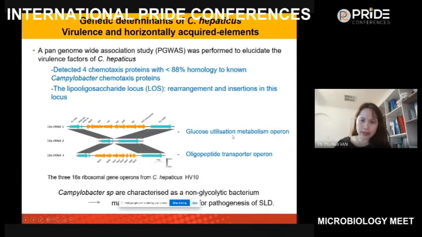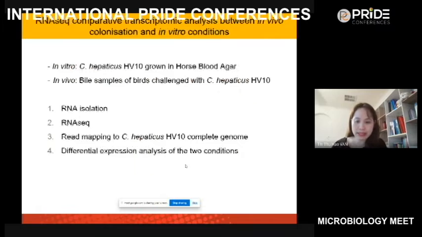They have the glucose utilization metabolism operon in here as well. Normally Campylobacter cannot use glucose, but this Campylobacter is different. So they have some changes in their genome which make these differences.